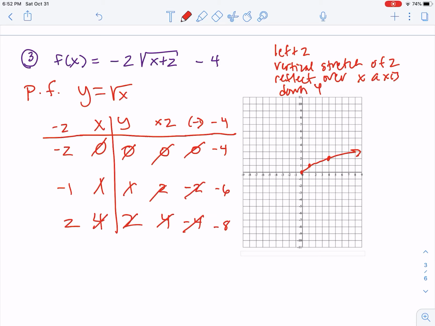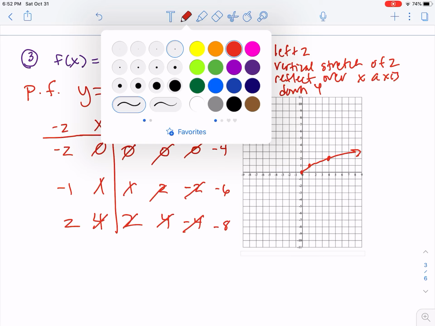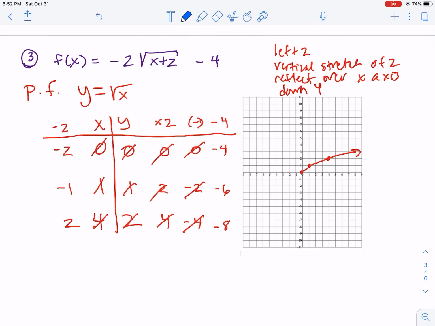That means I'm plotting negative 2. Let me grab a different color here. We'll go with blue. Negative 2, negative 4. So I'll mark that. Negative 1, negative 6. 2, negative 8. Notice, there's my graph. Okay. So that is taking the parent function, moving it left 2, doing a vertical stretch of 2, reflecting it over the x-axis, and then moving it down 4. Okay, I get the blue graph.